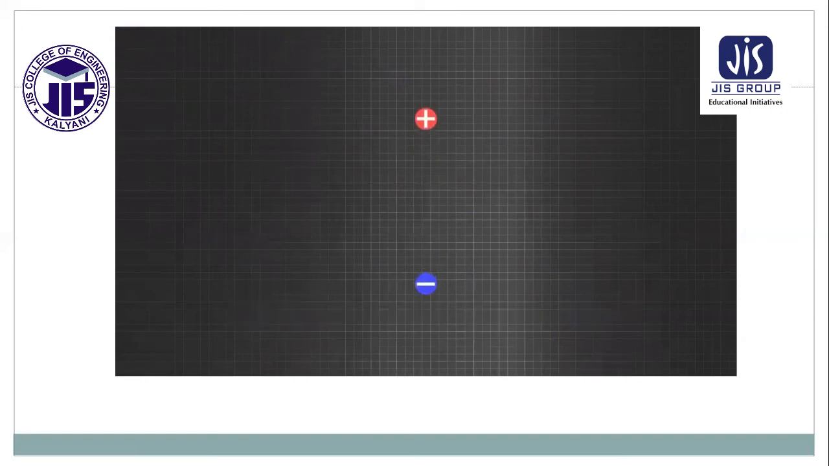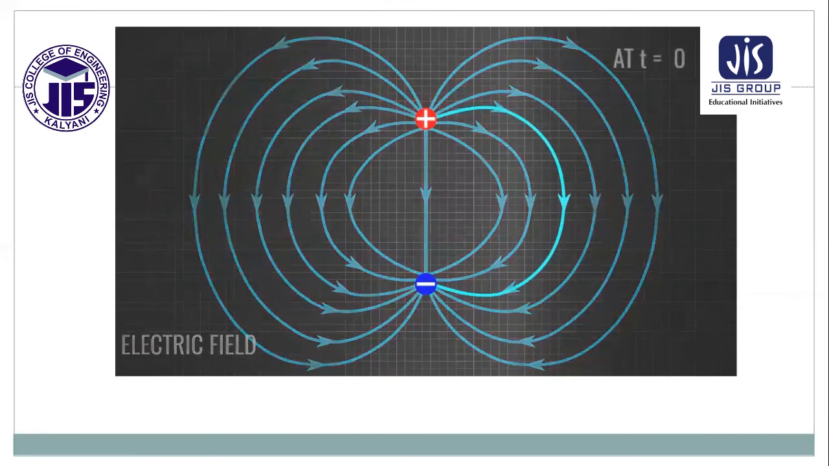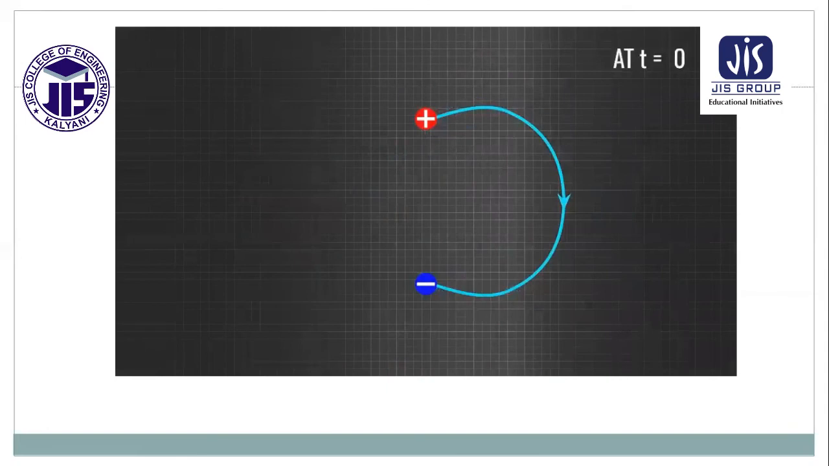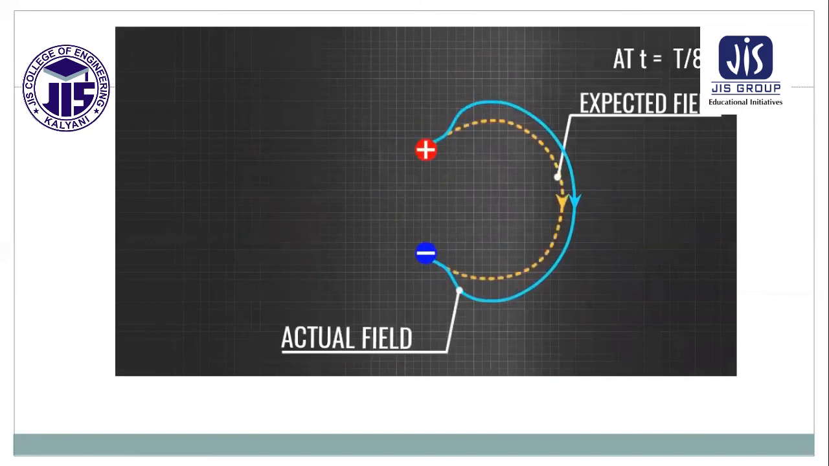The electric field pattern is drawn here when the charges are far apart and when the velocity is 0. In order to have a better understanding, let's examine one of the electric field lines. Let's observe the electric field line at T by 8. You can see that the electric field line is deformed. The reason for this deformation is simple. This time period is the region with the highest acceleration.